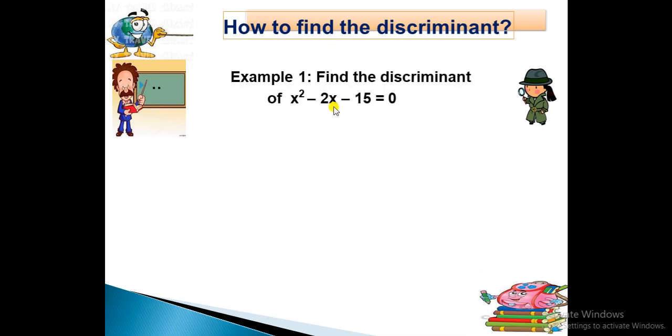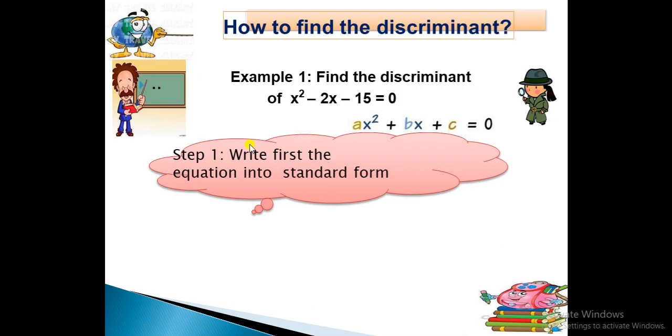For that, example number 1, we have x square minus 2x minus 15 equals to 0. Students, whenever you encounter an equation, the first and foremost thing is what? You have to write the equation in the standard form. Standard form is ax square plus bx plus c equals to 0. Already our equation is in the standard form, so our first step is completed here.